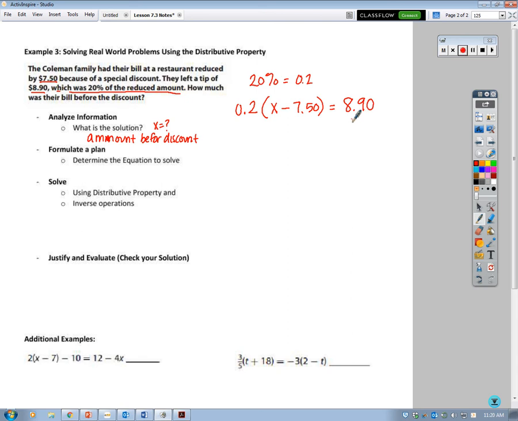So now what we're going to do is we are going to use the distributive property. So we're going to distribute that decimal within the parentheses, that 20%, or that 2/10. So 0.2 times x, or 2/10 times x, is going to be 0.2x minus 0.2 times 7.50, and that's going to be 1.5, or 1.50.